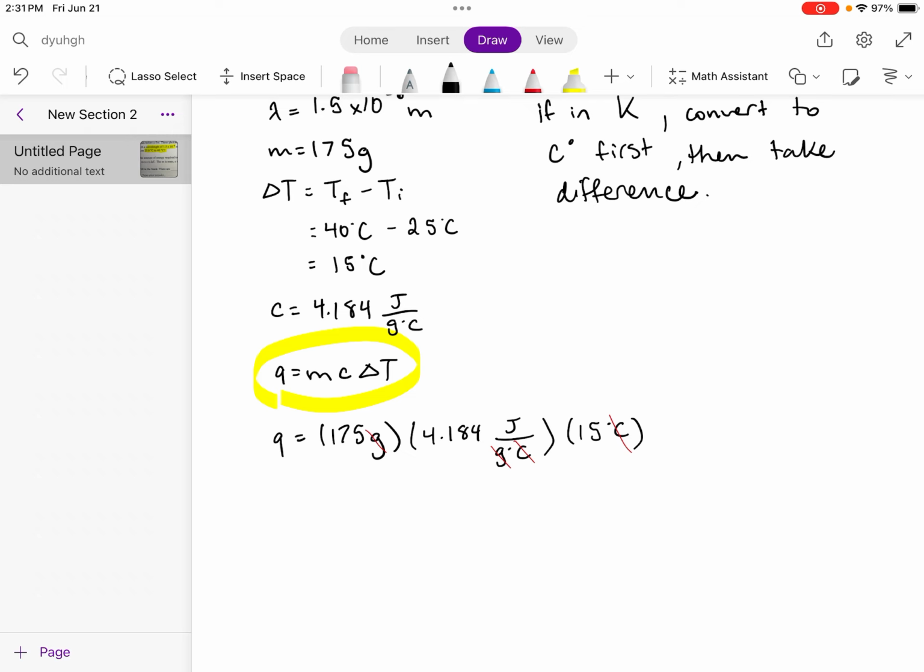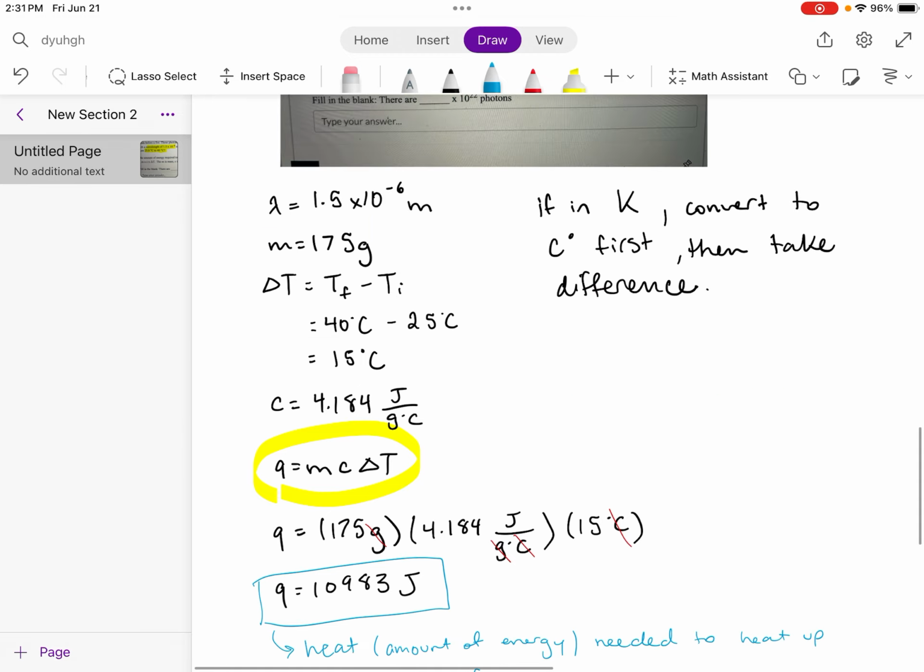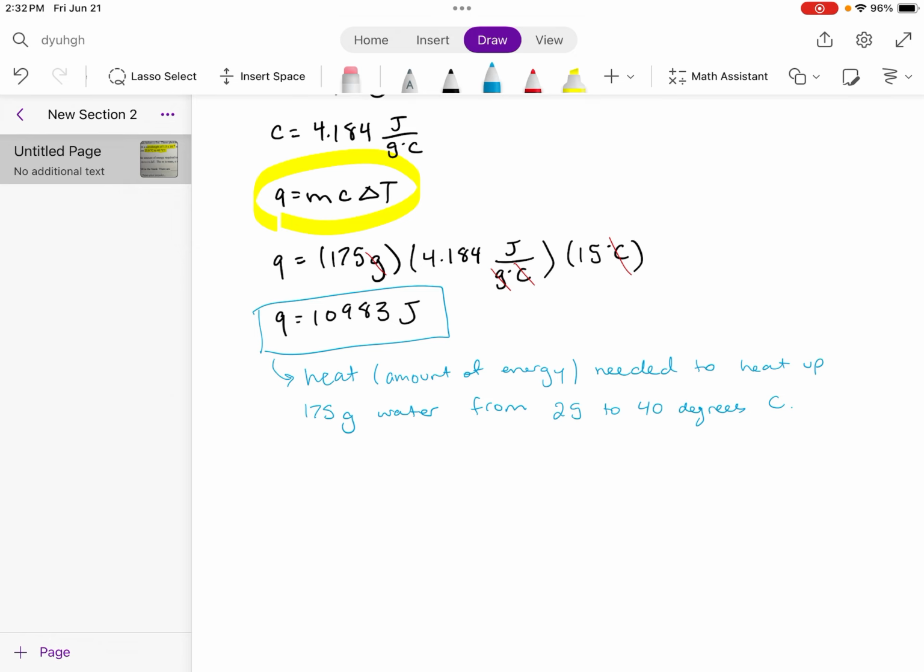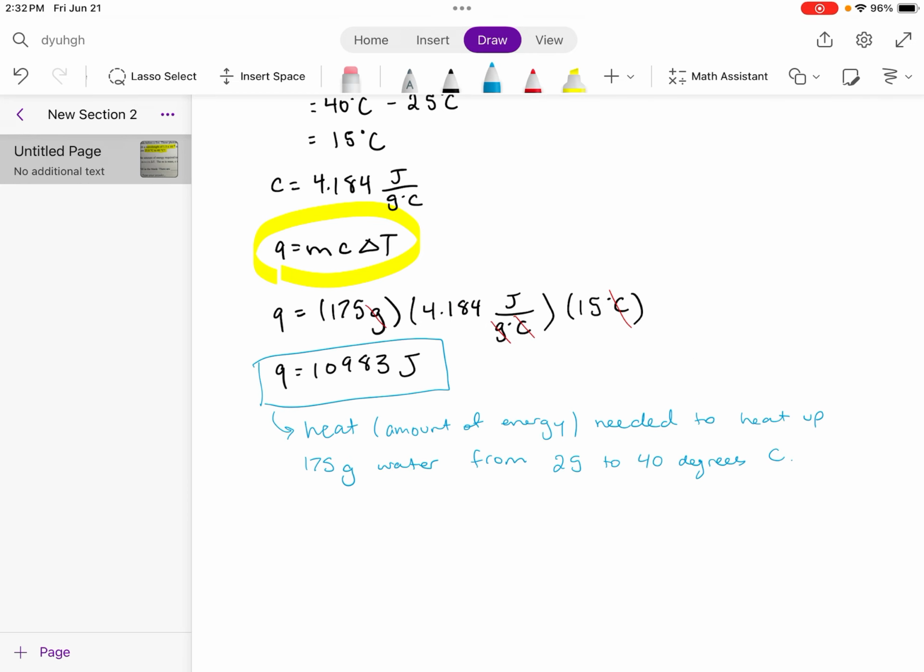Okay, so I got this number. So again, this is the heat or amount of energy needed to heat up 175 grams of water from, what was it, 25? Yeah. 25 to 40 degrees Celsius.